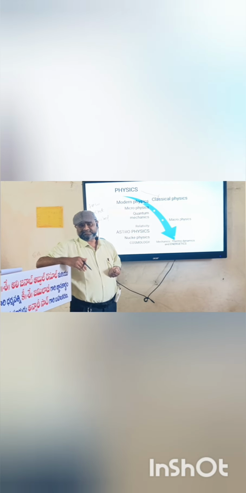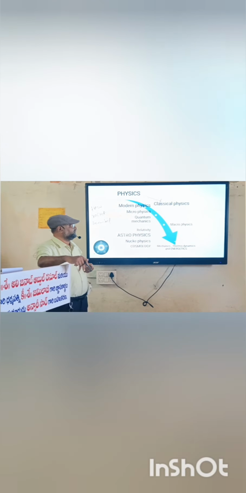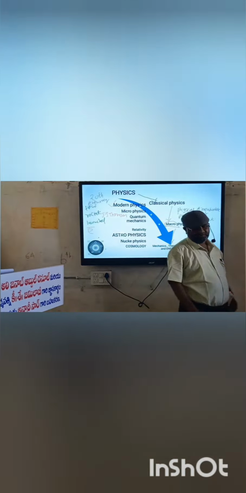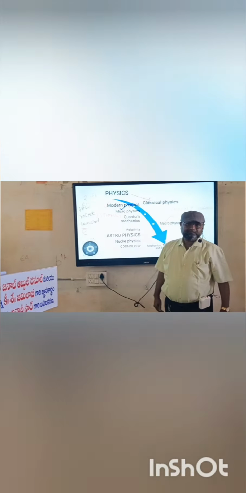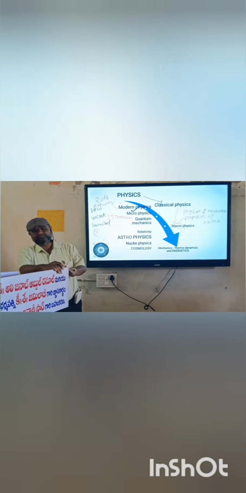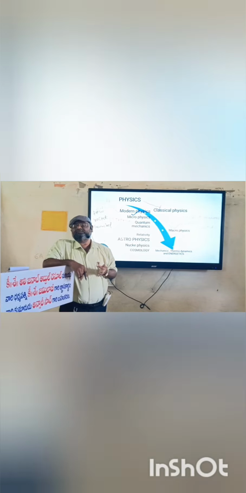What does this modern physics study? Again, a question arises. This modern physics studies microphysics. Here we come across two words. One is macro, and this one is micro. There is a small difference between macro and micro. This is also self-explanatory, as I told you many things are. Micro means a microscopic view of objects.